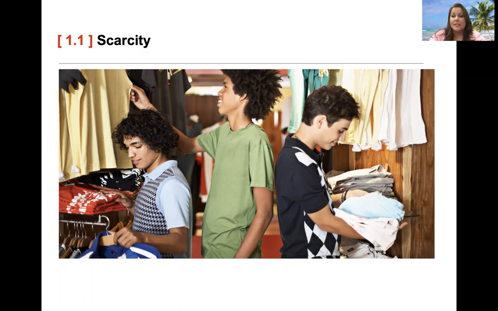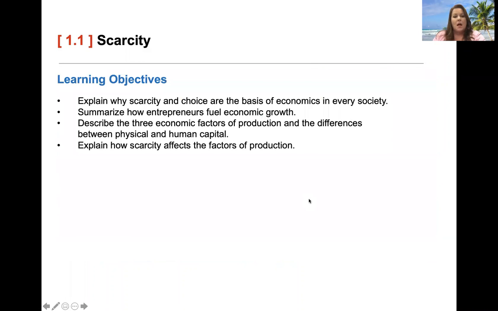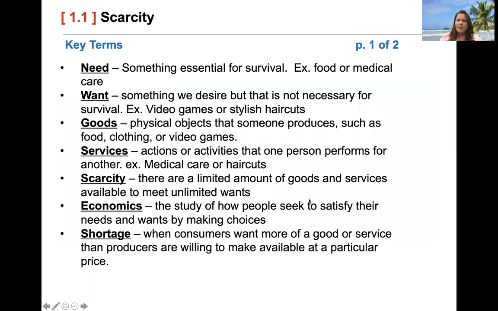1.1, we're going to talk about scarcity. And you're probably saying, ooh, what is scarcity? Well, let's talk about that. And I told you, a large majority of this course is going to be knowing your vocabulary terms because a lot of the rest of it is common sense.